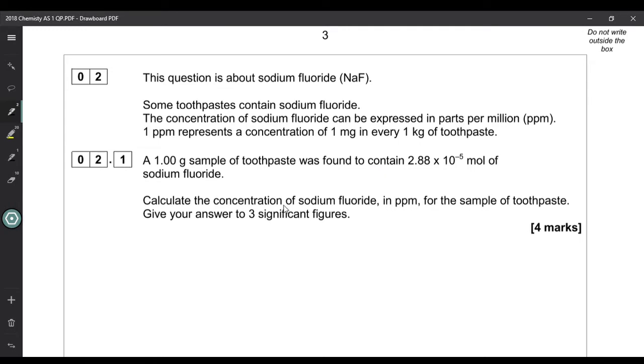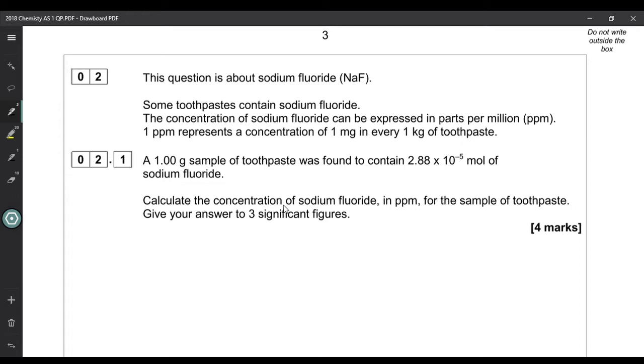So question 2 involves concentrations of sodium fluoride in toothpaste, and what we're going to be asked to do is express concentration in different ways. Now some students during the exam got a bit confused between the different methods, so just make sure that you are using the correct method of concentration each time.